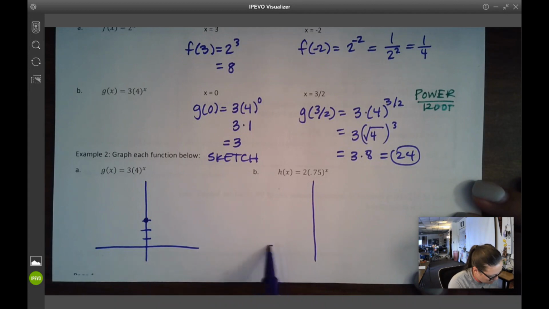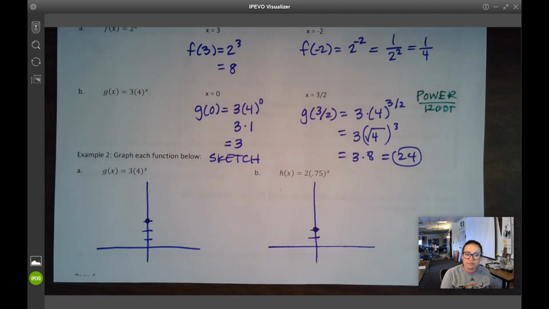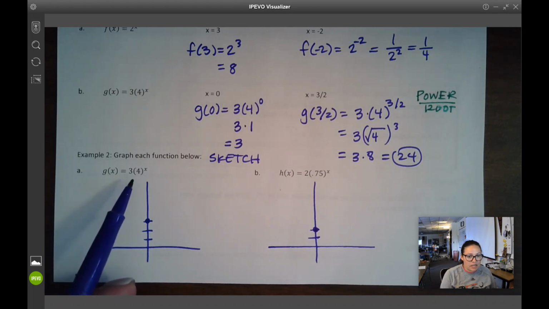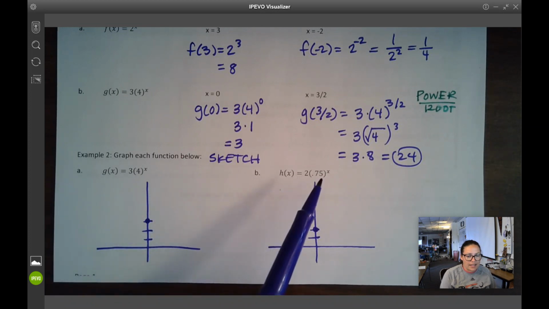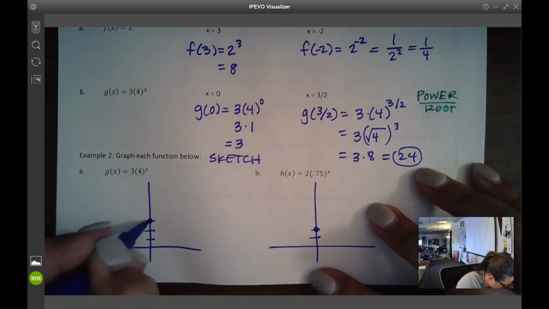And I know here that h of x is going to hit the y-axis at 2. Okay, the next thing that you need to be able to correctly identify is the fact that g of x here is exponential growth because b is greater than 1. And here, h of x is decay because b is less than 1. And then you draw your graph appropriately.